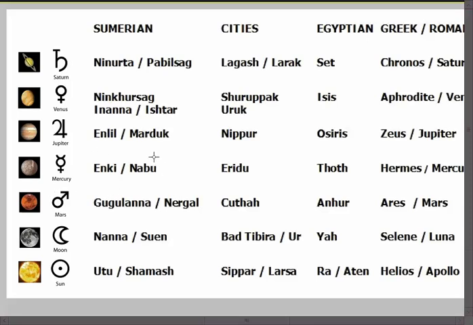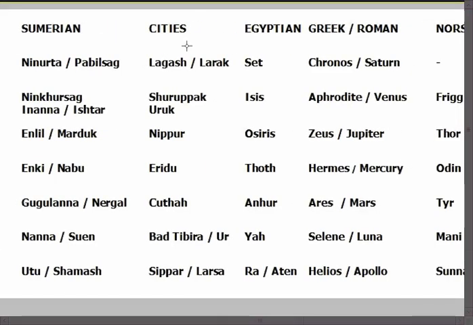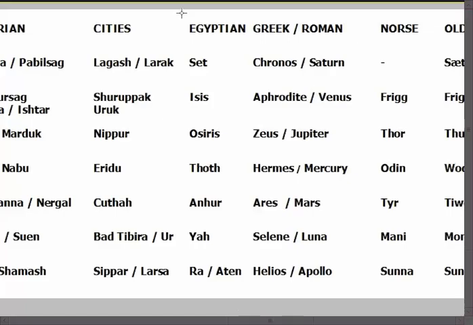Interestingly, Nabu is the word in Babylonian from which the Hebrews get the word Nabi, which is the Hebrew word for prophet. Again, Mercury was the god of knowledge, equated with Enoch. Jupiter is Marduk, Venus is Ishtar, and Saturn is Ninurta. The cities that they were located at are given here, like I just showed you: Nippur, Eridu, Fatibira, Sippar, and so on and so forth.